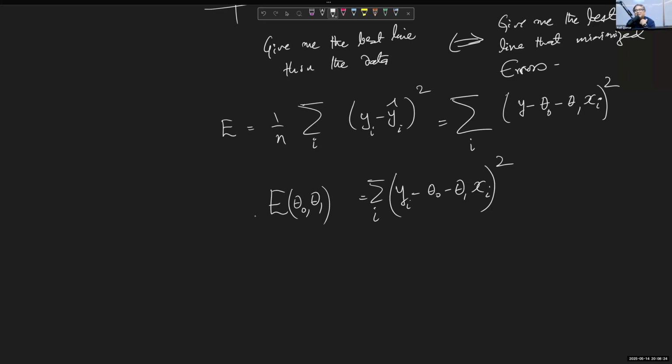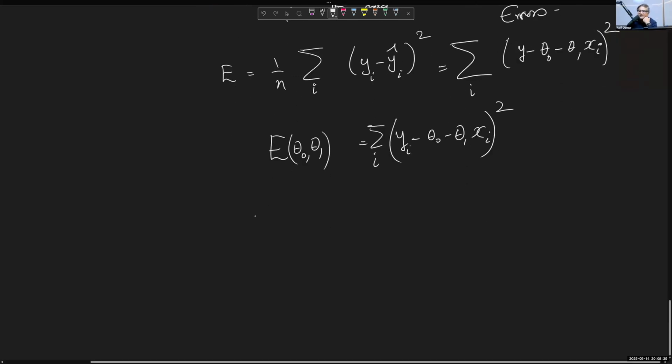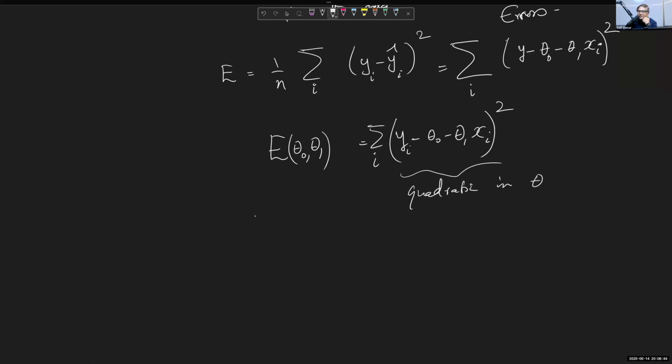You're trying to learn the best parameters, slope and intercept, that will minimize the errors, putting it very simply. Are we together so far, guys? Right? So now, if this is a function, and observe that this is a quadratic function, quadratic in theta naught, theta 1. If you expand it out, the highest terms will be theta naught square and theta 1 xi square. Theta 1 square, xi square, isn't it? These are quadratic in theta naught and theta 1.